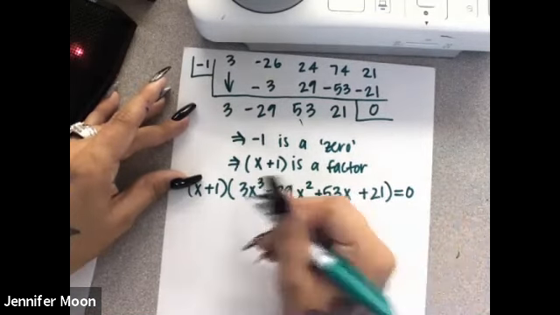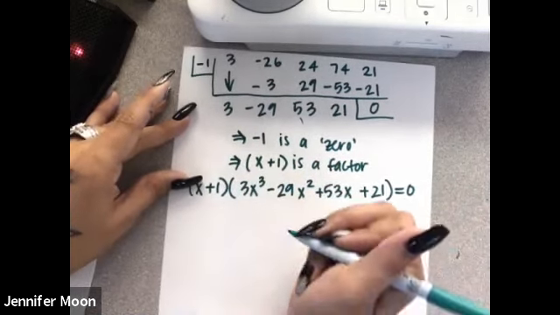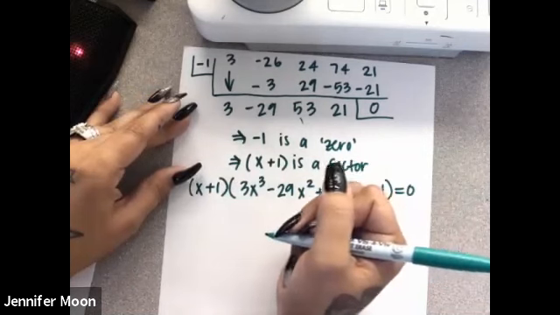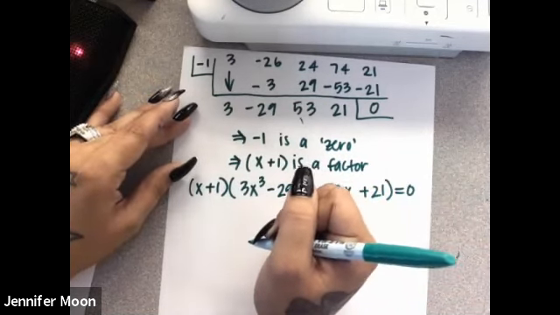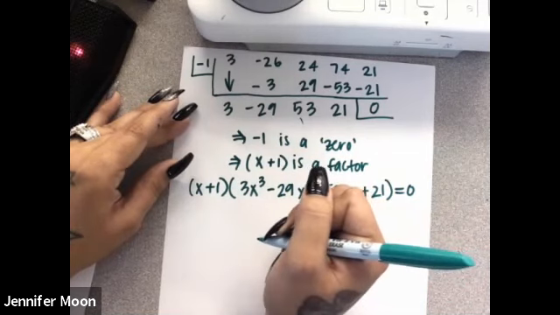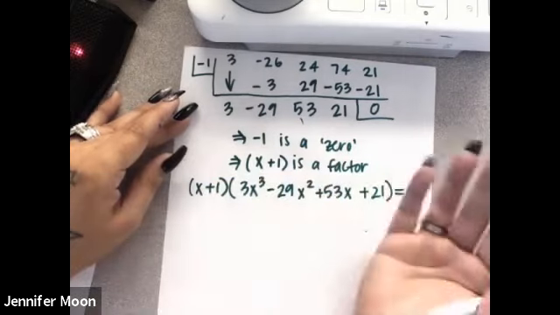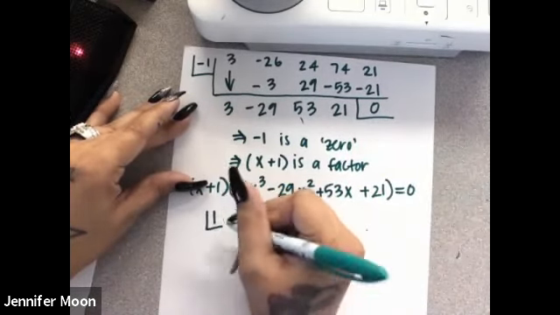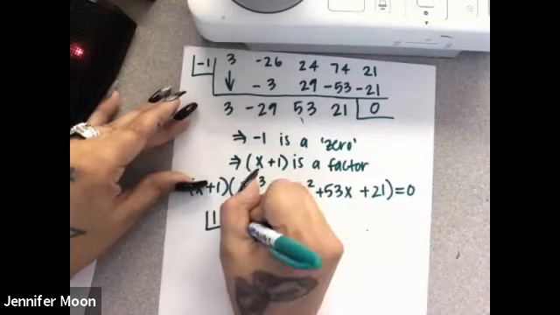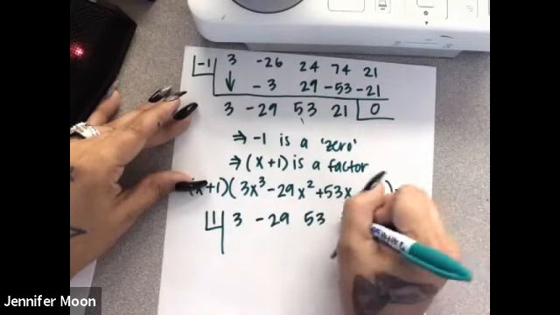And that's because, look, my numbers are still 21 and 3. That didn't change. So let's do it. In my notes, I tried 1, -1, and 3. Just for practice, we'll do 1, and then we'll just jump straight to 3, okay? But at home, you're just trying until you find one. So let's divide by 1. Told you I had hiccups. 3, -29, 53, 21.